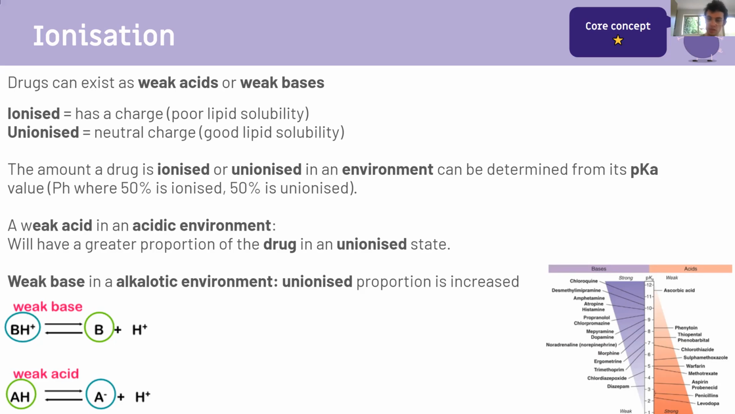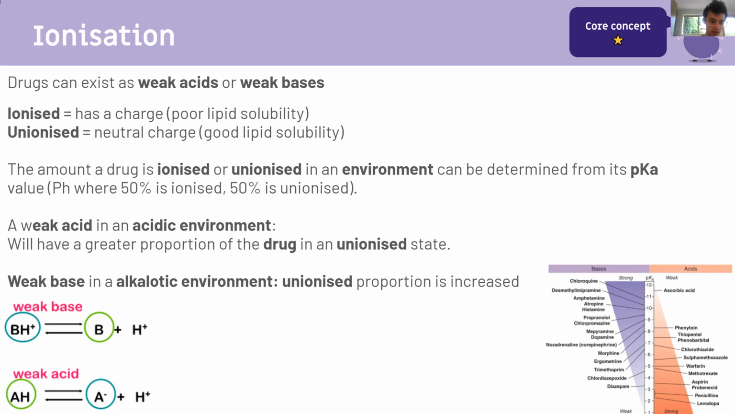There's a value called the pKa constant, which indicates the pH where a drug is 50% ionized and 50% unionized. You can see over here, each drug has a different pKa value. The core concept from this slide you need to understand: weak acids in an acidic environment are unionized, and they can diffuse across the cell membrane more easily. They can be more effective. A weak base in an alkaline environment is unionized.